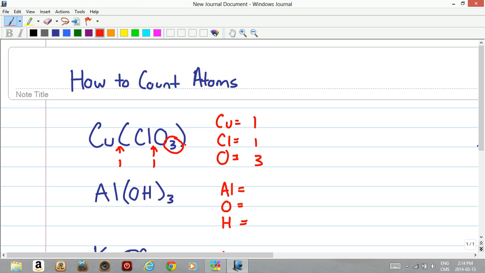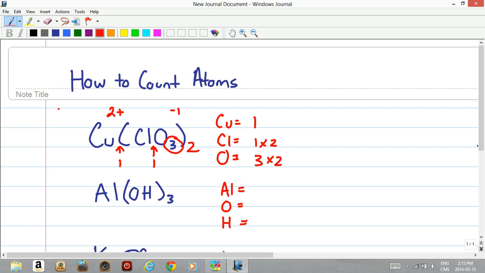Now, this is copper(II) chlorate, so there would be another number out here, because, remember the crossover rule, copper is +2 and chlorate is -1, so we need 2 chlorates. So we see another subscript outside the bracket, and that means everything in the bracket is multiplied by 2. So now we have to multiply chlorine and oxygen by 2.